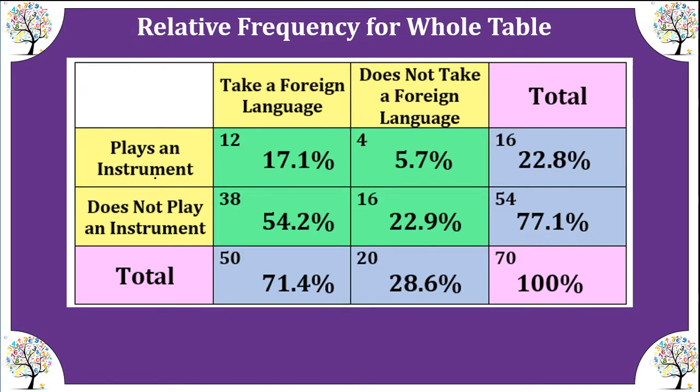So of the people that were surveyed, 17% take a foreign language and play an instrument. Almost 6% do not take a foreign language, but they do play an instrument. 54%, a little over half, take a foreign language, but do not play an instrument. And almost 23% do not take a foreign language and do not play an instrument.